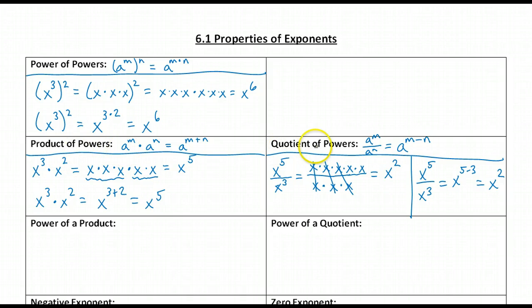Product of powers and quotient of powers are very related. The difference is, product of powers I'm multiplying, which means I add my exponents. Quotient of powers I'm dividing, which means I subtract my exponents.